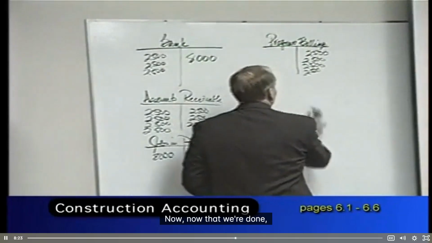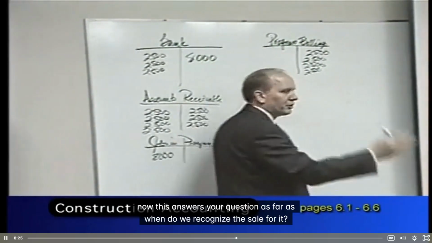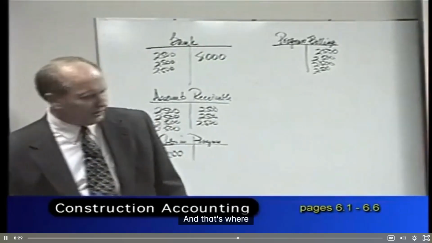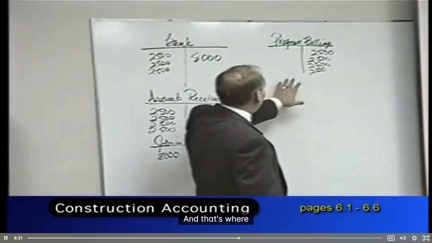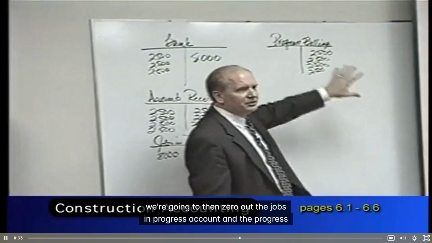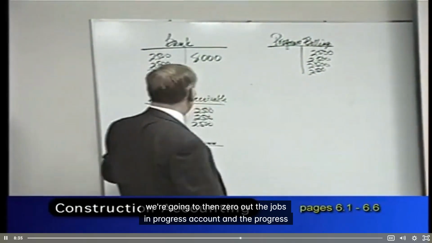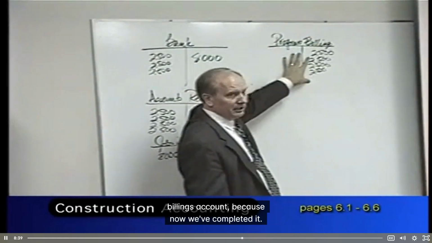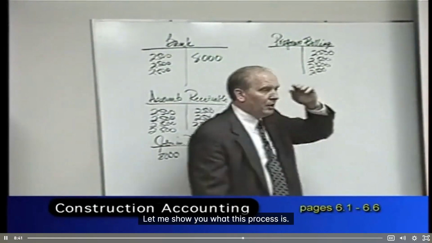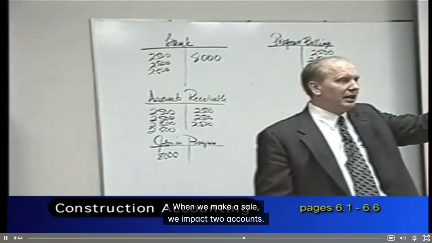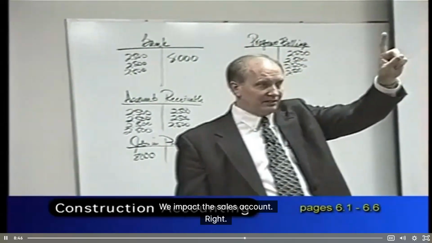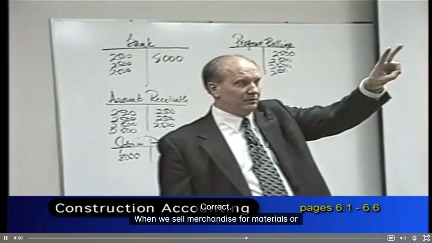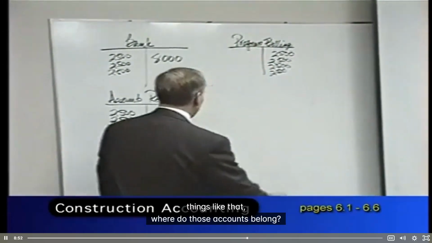Now that we're done, okay, now this answers your question as far as when do we recognize the sale. And that's where we're going to then zero out the jobs in progress account and the progress billings account, because now we've completed it. Let me show you what this process is. When we make a sale, we impact 2 accounts. We impact the sales account, right? And we also impact the cost of sales account, correct? When we sell merchandise or materials or things like that.